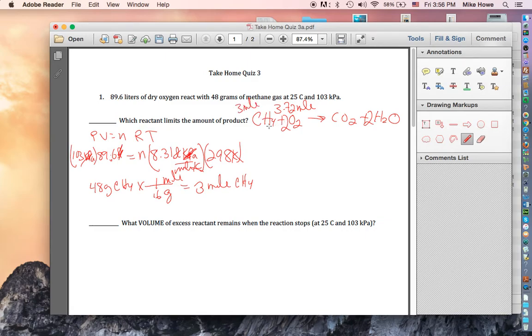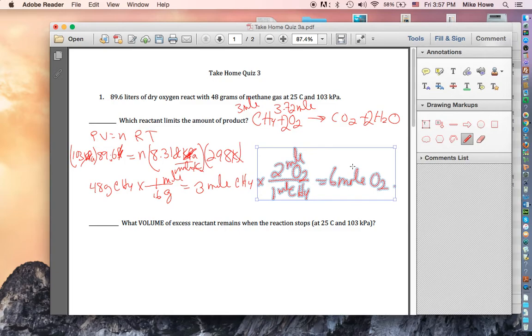So then the question becomes which one runs out first. So you can tell that the oxygen is going to run out first because you would need twice as much oxygen as you have methane, and you do not have twice as much oxygen as methane. But just to show you that on paper, just take your 3 moles of methane, methane on the bottom, oxygen on the top. There's 2 moles of oxygen for every 1 mole of methane. So you would need 6 moles of oxygen. Do you have 6 moles of oxygen?